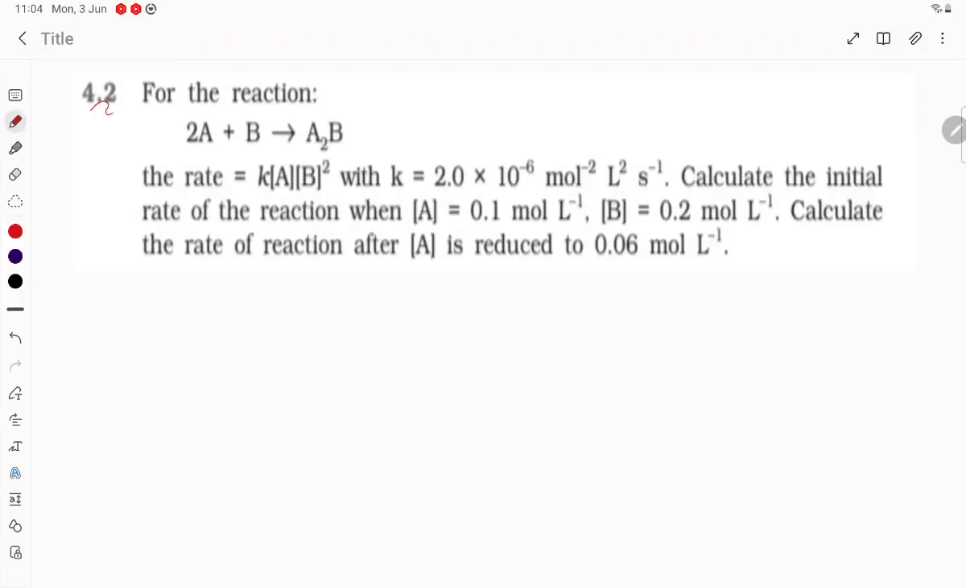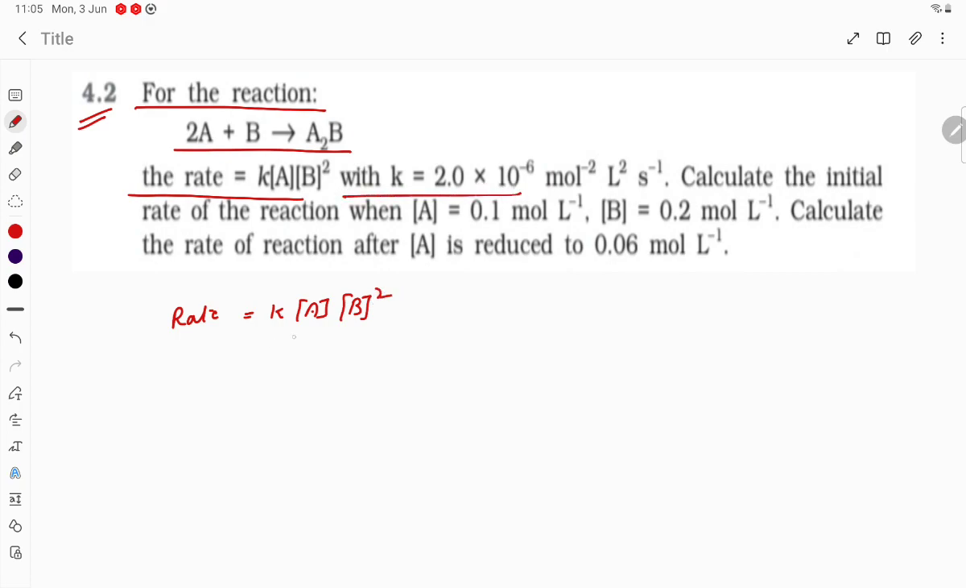Hello student, let's see question number 2. For a reaction 2A + B giving A2B, the rate is given here: rate is equal to k, the product of the molar concentrations of A and B squared. The k value they have given is 2.0 × 10^-6 mol^-2 L^2 s^-1.